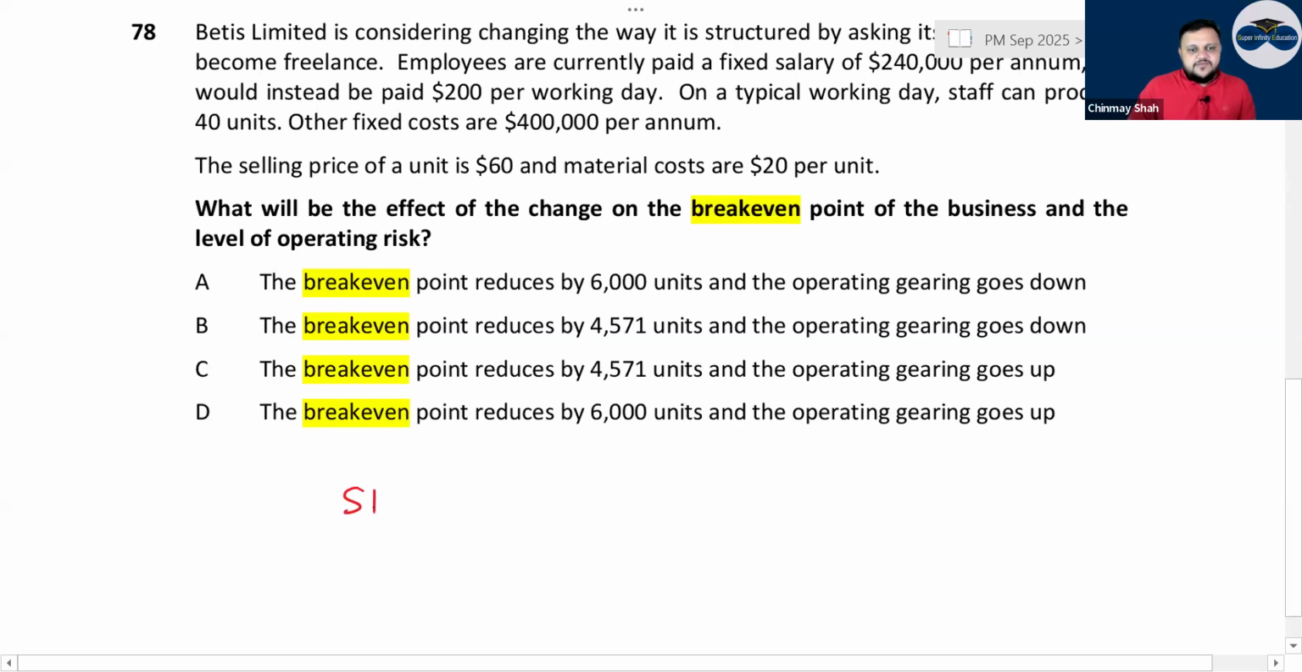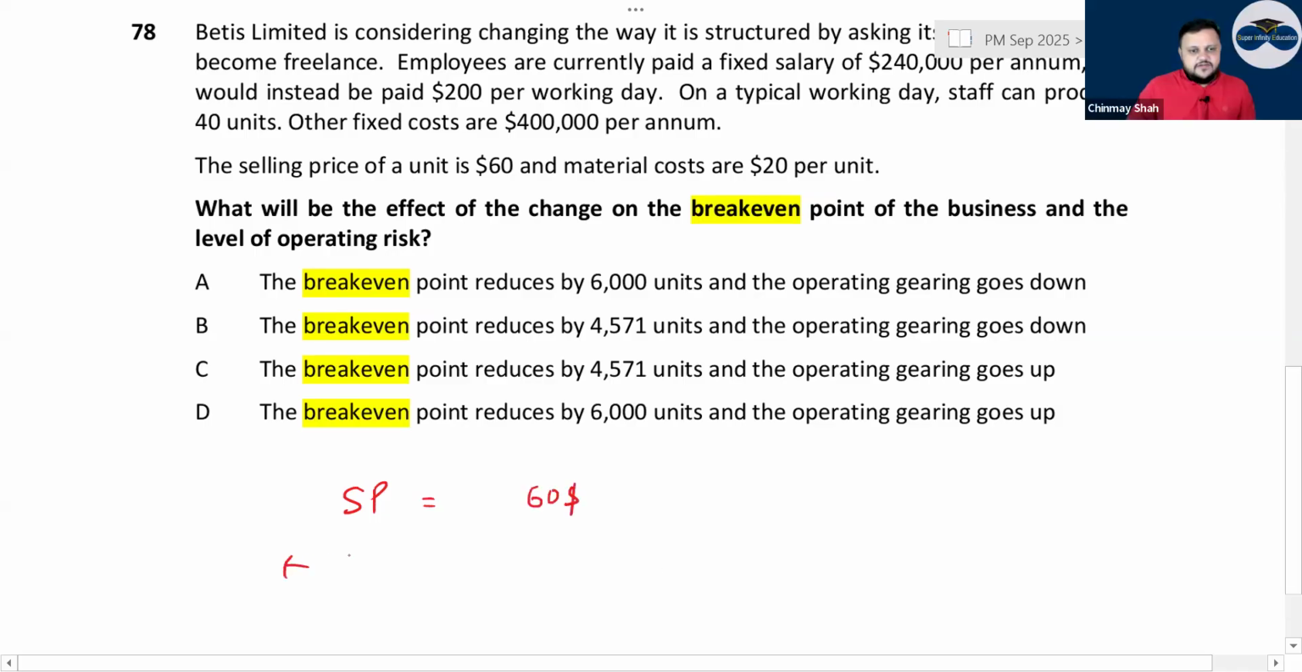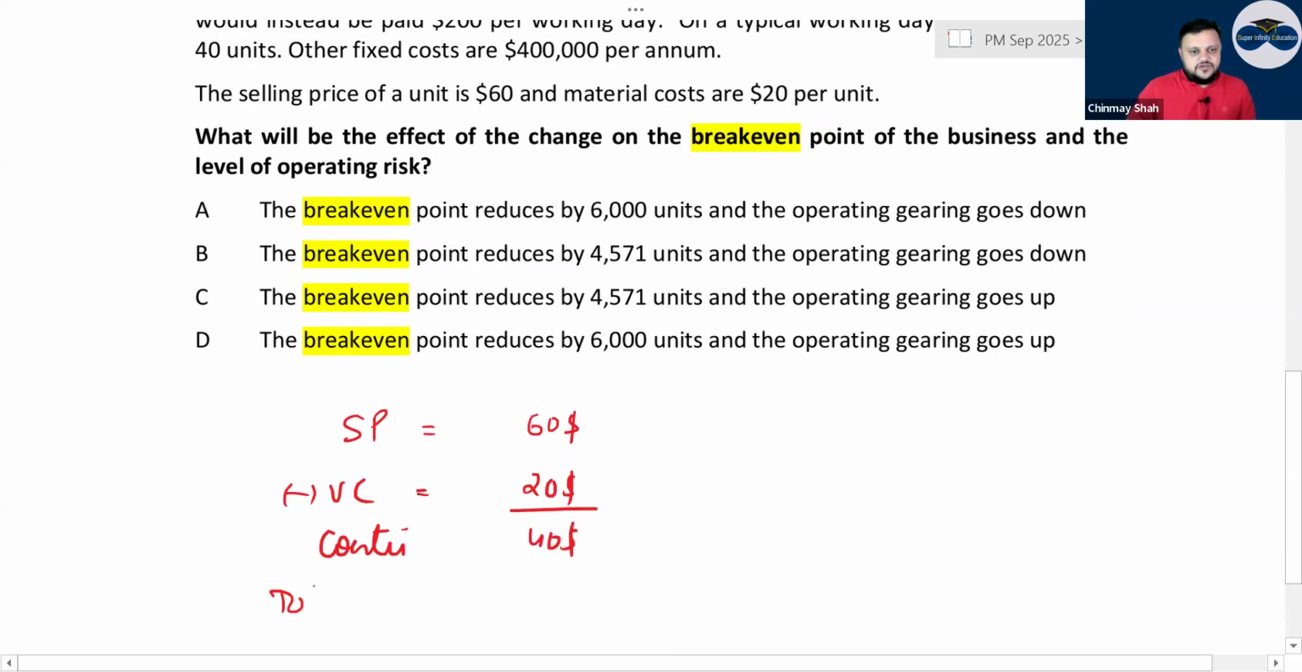Right now, tell me how much is the selling price? $60, correct? What is the variable cost that you have to deduct per unit? $20. So how much is the contribution as of now? $40. How much is the total fixed cost as of now?